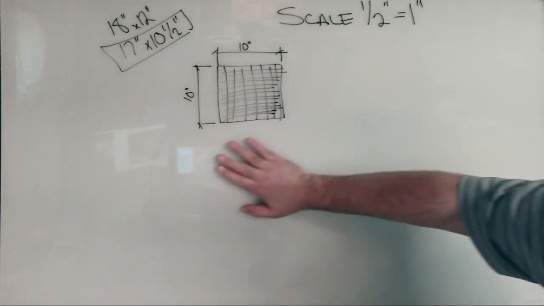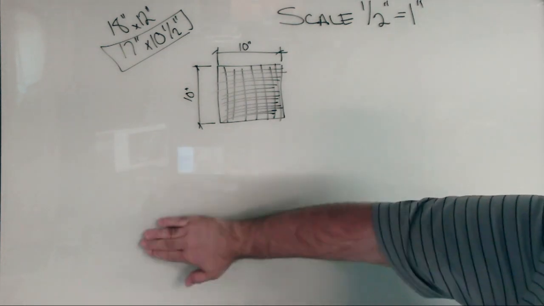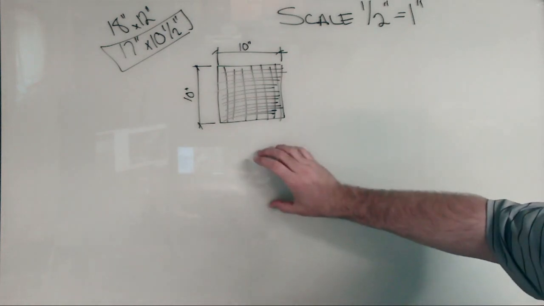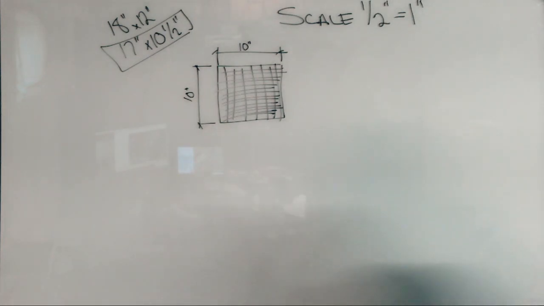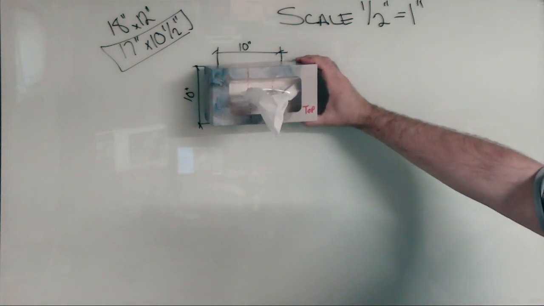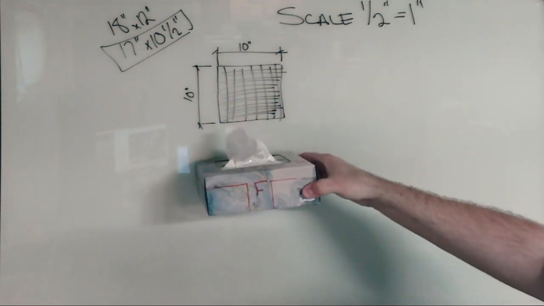Then we're going to start looking at what our front view looks like. Again, if you remember back to my old tissue box, we had this top view, and then we're going to roll it down to get our front view.